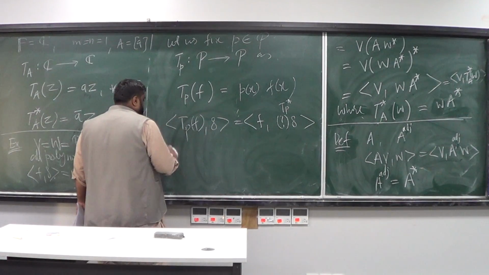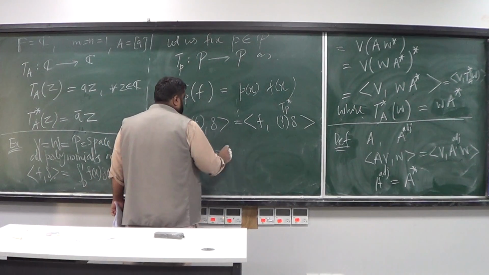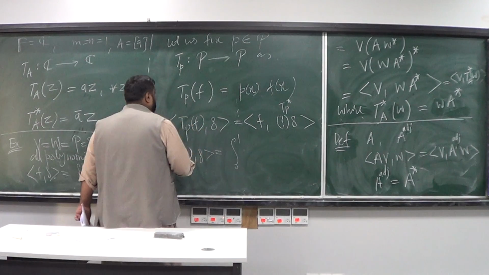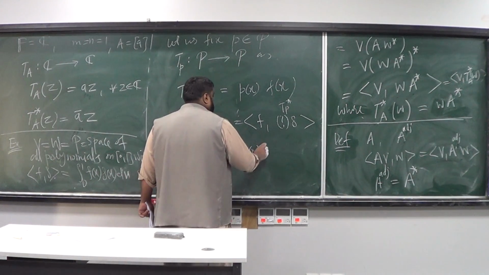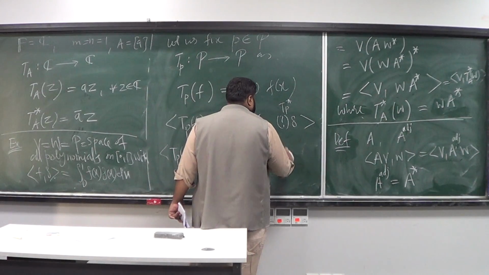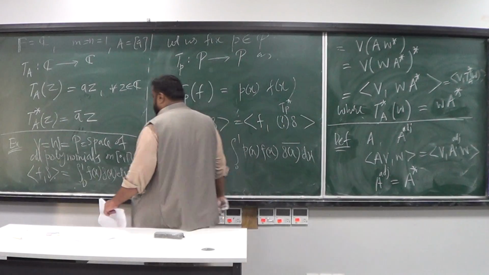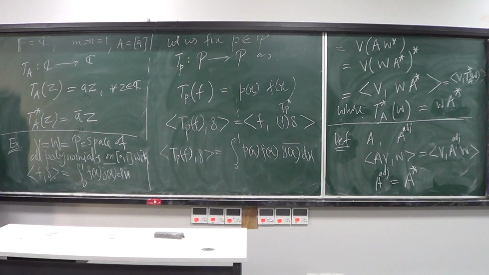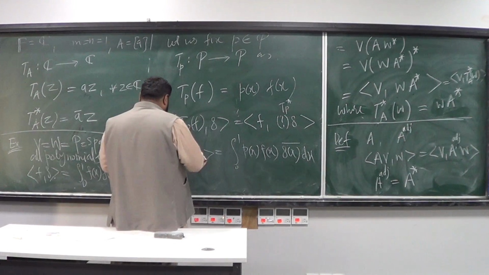So let's calculate, say, Tp operated onto f, g. By definition, this is going to be the integral from 0 to 1 of Tp of f, which is p of x times f of x, times g of x bar, conjugate, dx. I think I must put a conjugate here. F of x times the conjugate of g of x. Okay, now what can be done?